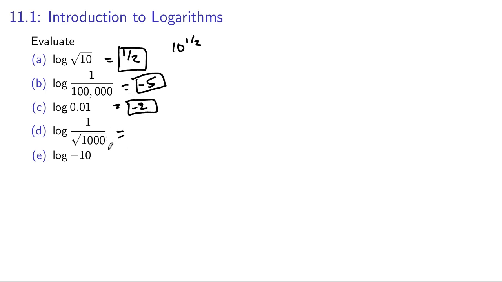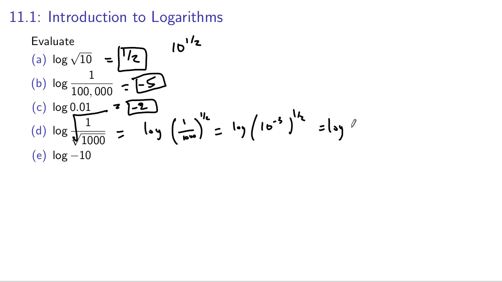Log of 1 over the square root of 1,000 is the same as the log of the square root of 1 over 1,000, which is 1 over 1,000 to the 1/2. And 1 over 1,000 is 10 to the -3, to the 1/2, so we use the rule of an exponent to an exponent. This would be, what is the logarithm of 10 to the -3/2? Well, that's just -3/2. What do we have to raise 10 by in order to get 10 to the -3/2? -3/2.